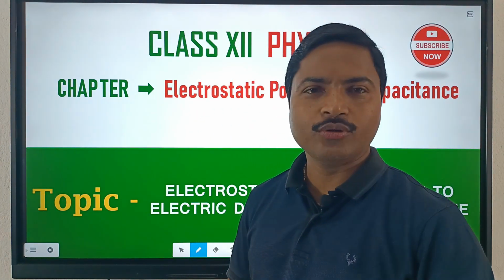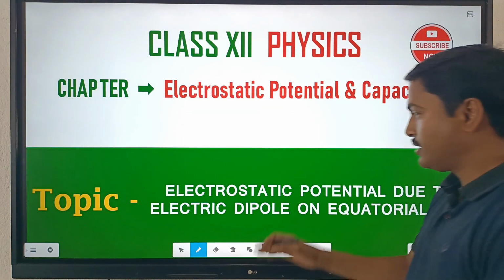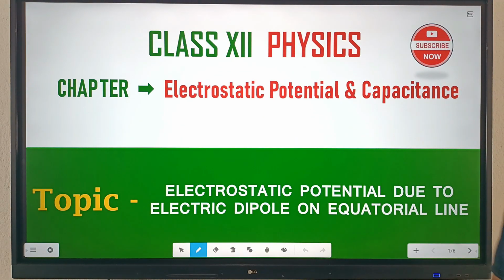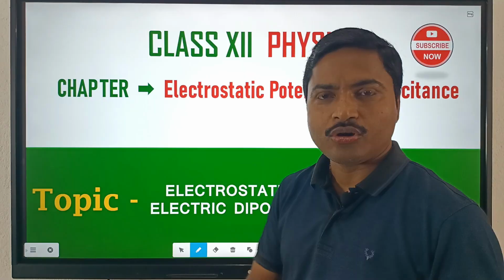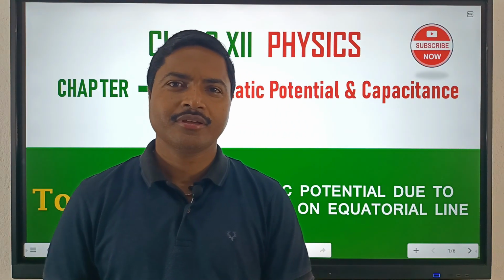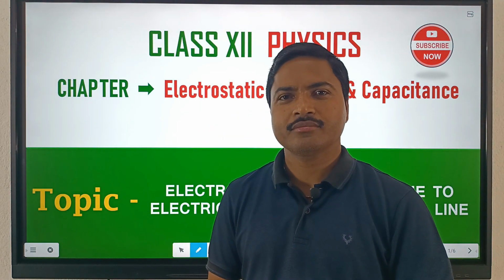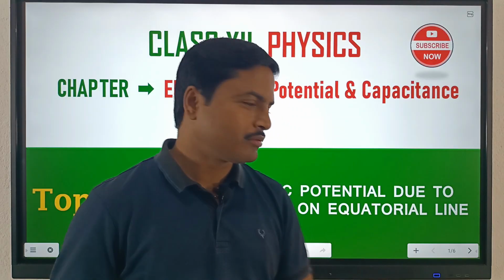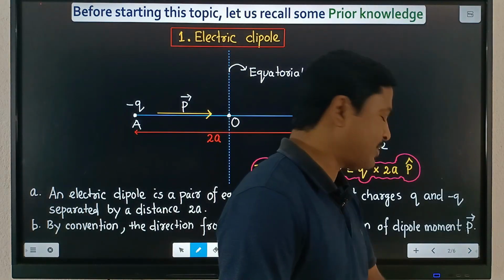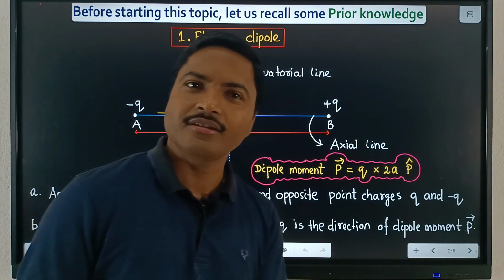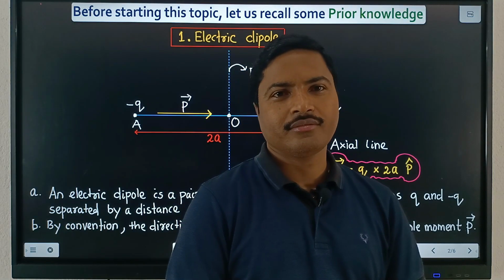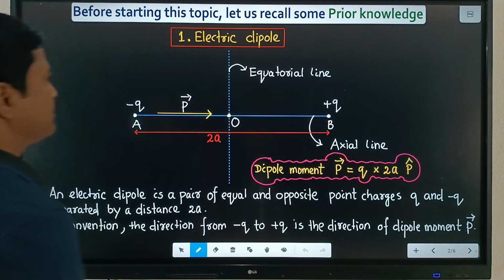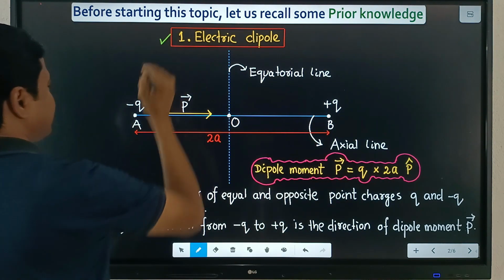Today we will discuss a new topic, that is electrostatic potential due to an electric dipole on the axial line. But before discussing this topic, let us recall the meaning of the electric dipole, what is the axial line, and what is the equatorial line. First thing, the electric dipole. What is an electric dipole?